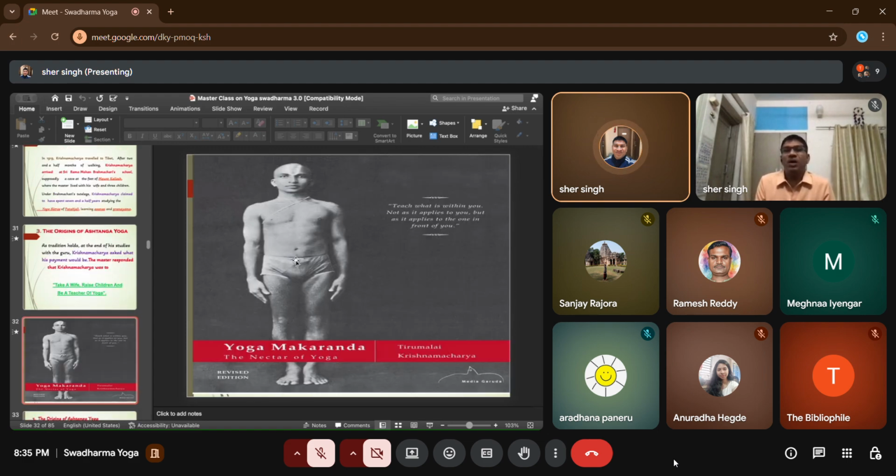So our guru, Thirumalai Krishnamacharya, wrote this book, Yoga Makaranda. I have read this book. It has been written that his core teaching is to teach what is within you, not as it applies to you, but as it applies to the one in front of you. So when you want to deepen your practice, you can read this book also.